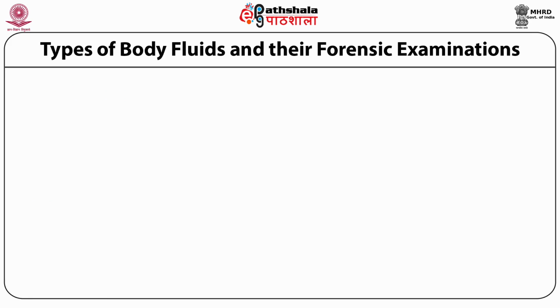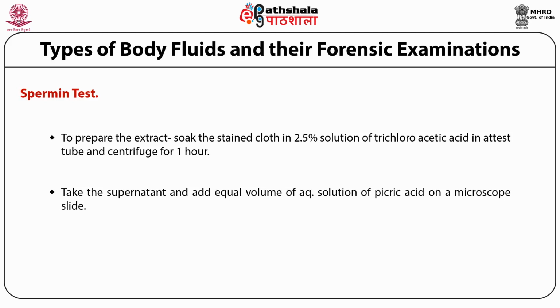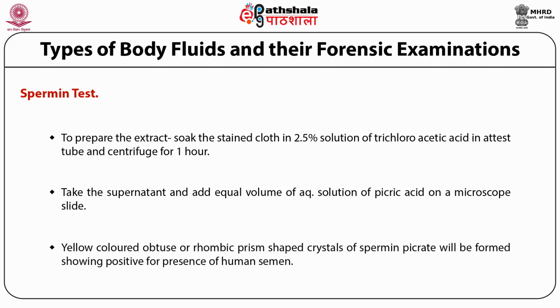Then comes lastly the spermine test. To prepare the extract, soak the stained cloth in a 2.5% solution of trichloroacetic acid in a test tube and centrifuge for 1 hour. Take the supernatant and add an equal volume of aqueous solution of picric acid on a microscope slide. Yellow-colored obtuse or rhombic prism-shaped crystals of spermine picrate will be formed, showing positive for presence of human semen.